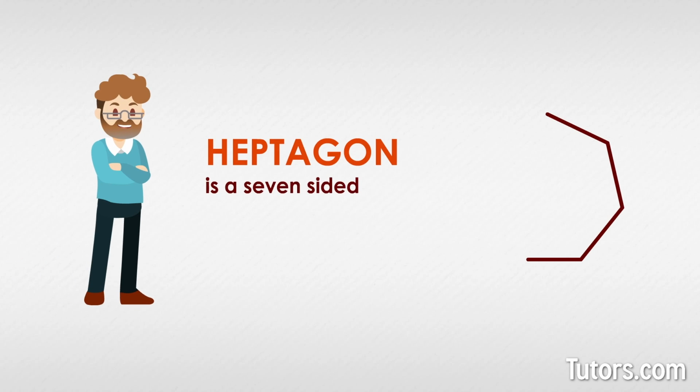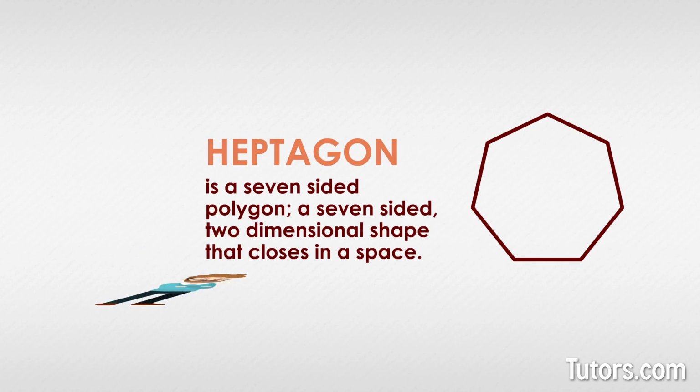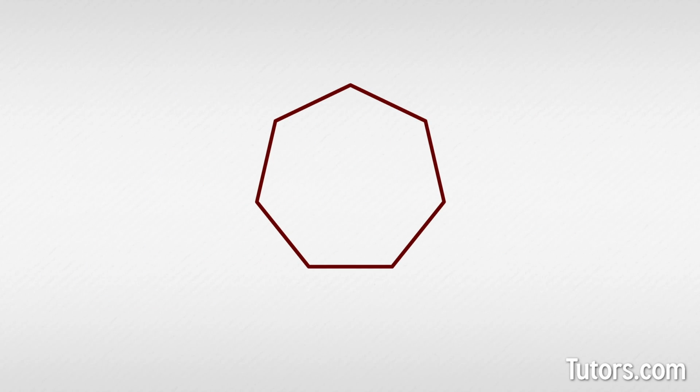A heptagon is a seven-sided polygon, a seven-sided, two-dimensional shape that closes in a space. Here is a regular heptagon, meaning it has 7 congruent sides, 7 vertices, and 7 congruent interior angles.